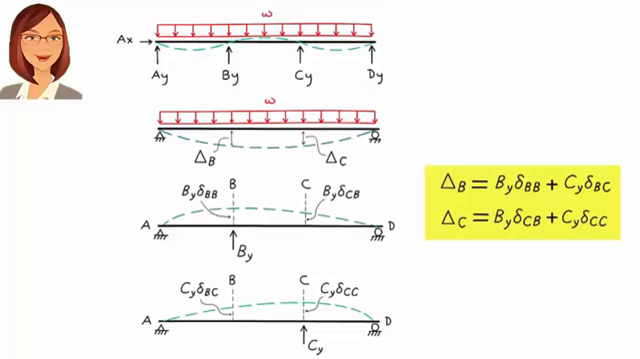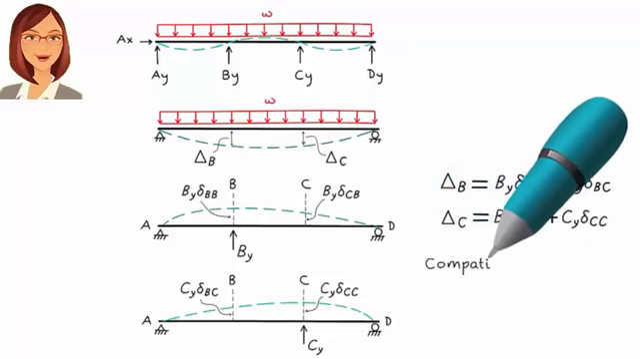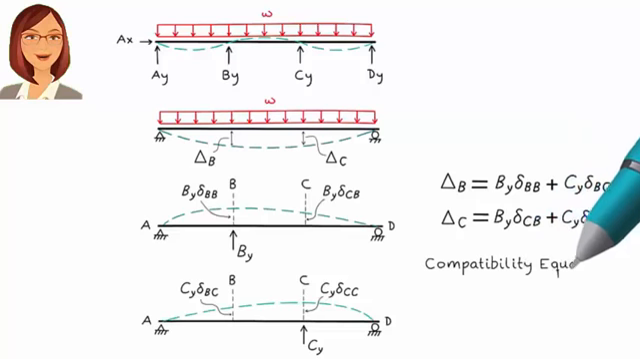We have two equations and two unknowns. By and Cy are the unknowns. And these displacements are coefficients, which we can calculate using, say, the virtual work method. We call these compatibility equations. The solution to the compatibility equations gives us two of the unknown reaction forces. We can then use the static equilibrium equations to determine the remaining support reactions.